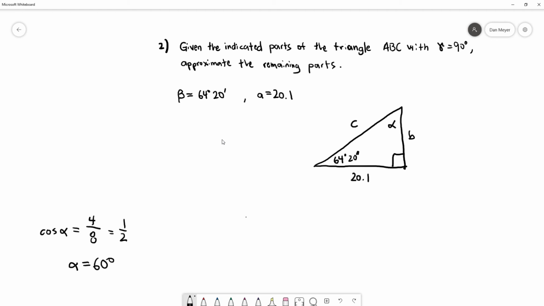Now alpha, remember alpha and beta have to be complementary angles. So alpha is going to be 90 degrees minus 64 degrees, 20 minutes. That's supposed to be minutes there, not seconds. 20 minutes. And that should be what? 25 degrees, 40 minutes? If I want to make a full degree, I need 40 more minutes. And then I'm at 65 degrees, and I need another 25 degrees to get to 90. All right, so alpha is going to be 25 degrees, 40 minutes.